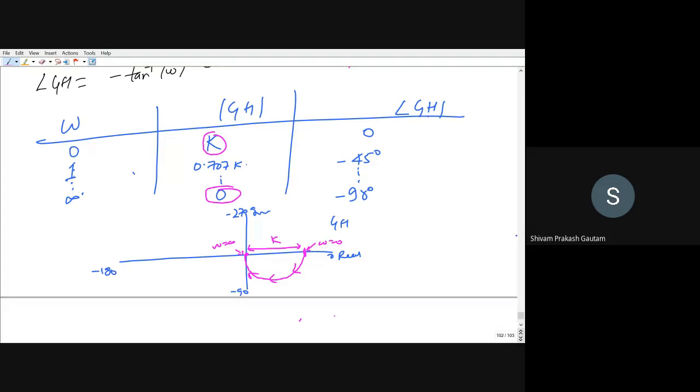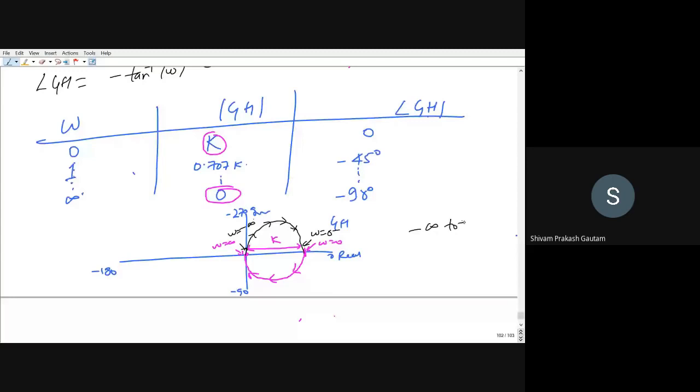Now, what will be the mirror image of this? If you want to draw the mirror image, it will look somewhat like this. This will be the mirror image with respect to the real axis. This is the point at omega is equal to 0 minus, and this is the point where omega is equal to minus infinity. So we have drawn the mirror image of the polar plot as well. We have plotted for frequency from minus infinity to plus infinity.